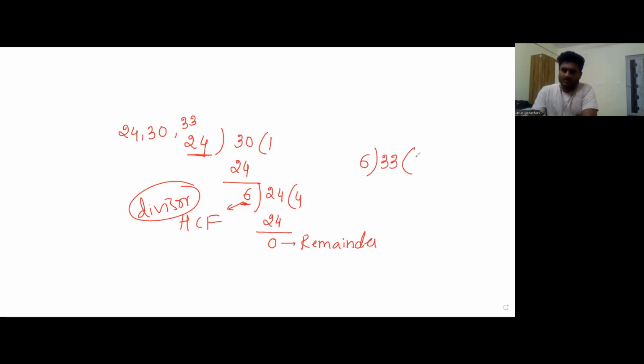What is the third number? 33. So, I will write it as 6 5s are 30. What is 33 minus 30? 3. We got the remainder, so we now have to divide this 6 also by 3. 3 2s are 6. So now we got the remainder as 0. As soon as we get the remainder as 0, what will be the HCF? 3. 3 will be the HCF. Understanding the method?